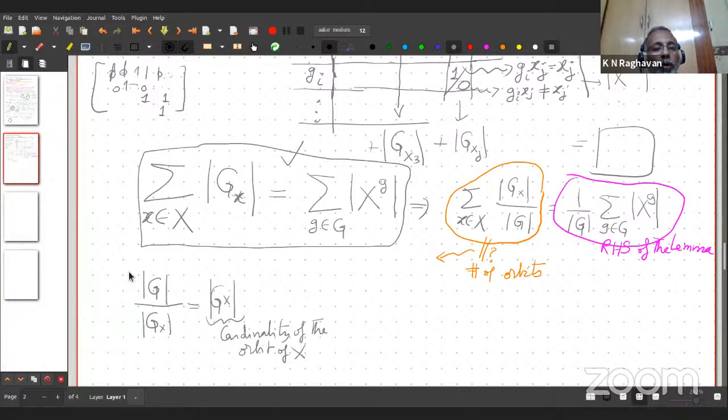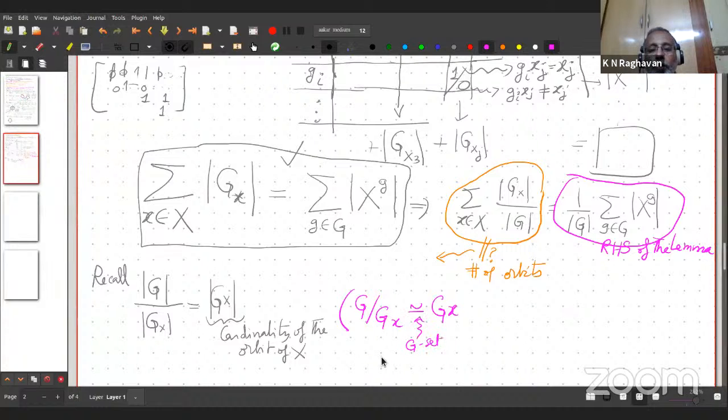Correct? Remember this. So recall, we had this lemma that G/Gx, the coset space, is isomorphic as a G-set to Gx, the orbit. Let me write it in a different font here. G/Gx is isomorphic to this orbit Gx as a G-set.